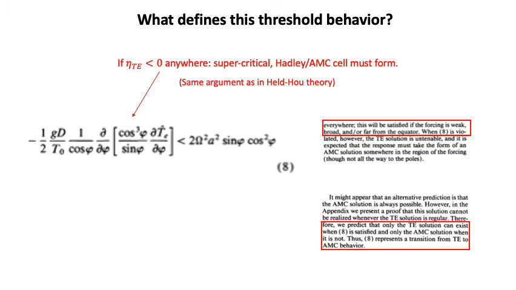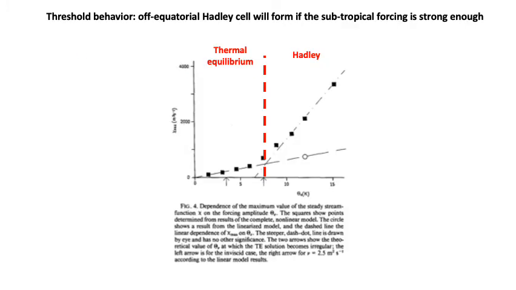So we predict that only the thermal equilibrium solution can exist when this equation is satisfied, and only the angular momentum conserving solution can exist when it is not. Thus 8 represents a transition from the thermal equilibrium to the Hadley cell behavior. So this gives a clear theoretical prediction for a transition between the two regimes. Just to highlight again, this is the two-regime behavior going from weaker subtropical forcing, where thermal equilibrium is fine, and then if you cross over a threshold, suddenly you have to have a Hadley cell overturning circulation. And here we're thinking again in the subtropics, so this is a poleward or subtropical extension of the Hadley cell.